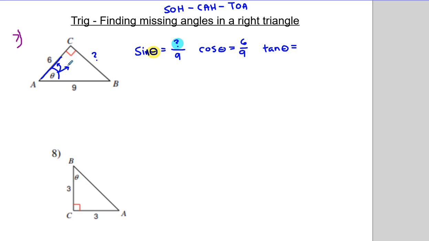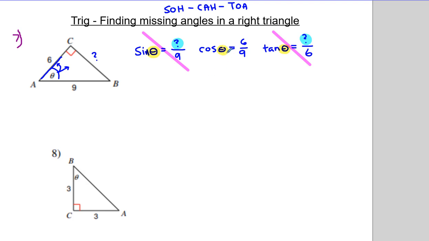So the tangent is the opposite over the adjacent. So it's going to be the question mark over 6. And again, you can see in this problem here, here we only had the one unknown, right? So here we only have the one unknown. But in this one, we have two unknowns. So in sine and tangent, we're not going to use them because they're not going to help us. We need the equation that has only one unknown. Okay, so this is all kind of review.